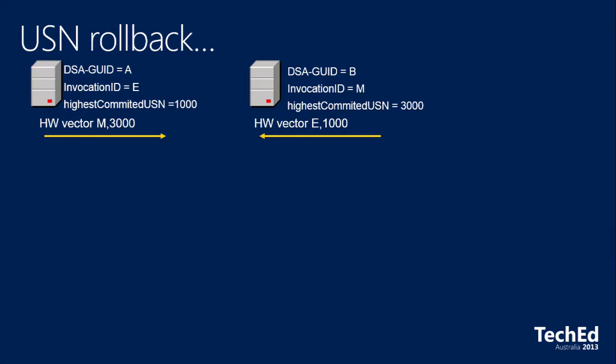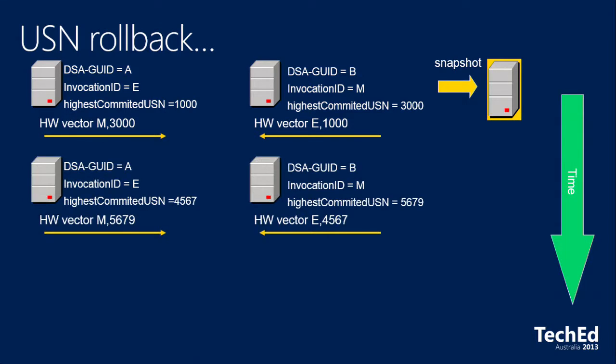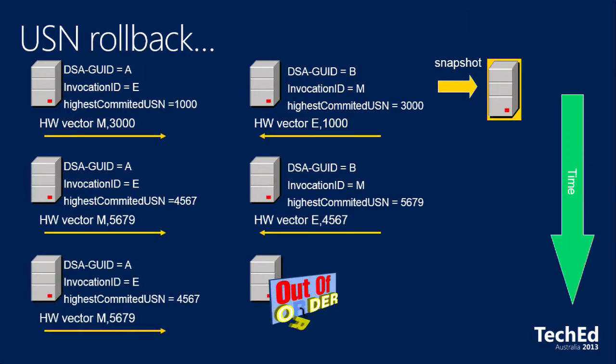Here's a scenario. We have two domain controllers. They've replicated with each other, and we've taken a snapshot, a virtual machine snapshot. You'll see that the high watermark vector for the first one is 3000, which is the highest USN from B. And you'll see that B has the high watermark vector mark of 1000, which it's gotten from A. They merrily burble along in time and exchange more information. And then B crashes.